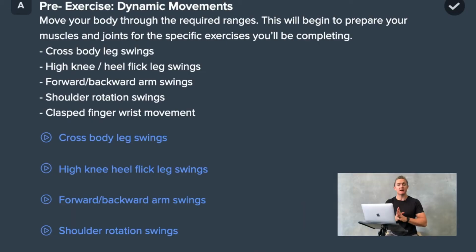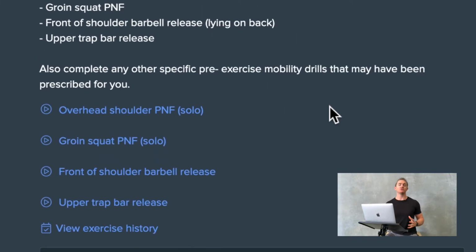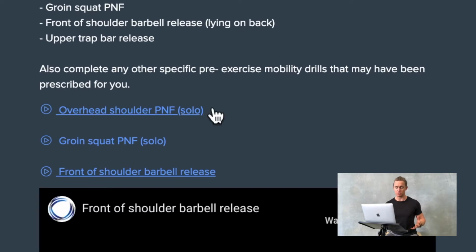We start each day of training with pre-exercise dynamic movements, identifying the movements in that day's training and moving our body through the required ranges to prepare it for movement. From there, we move straight into pre-exercise mobilization work.